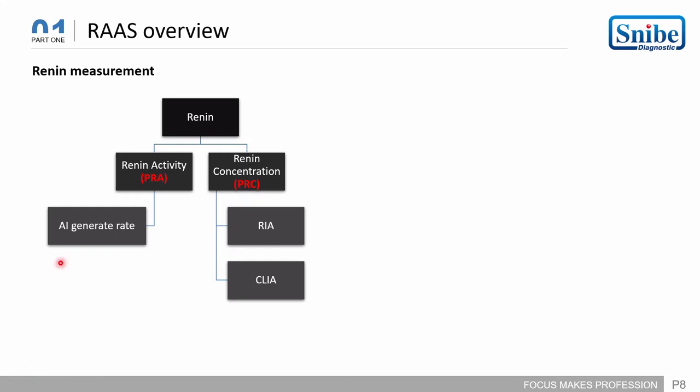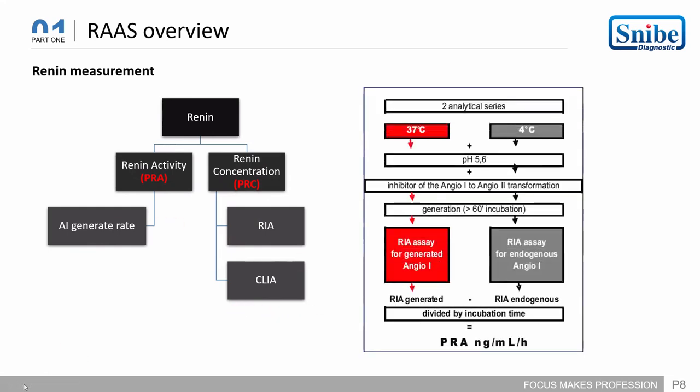So renin measurement is very important. Renin has one measure as renin activity, that's PRA, and the renin concentration, that's PRC. The renin activity is the AI generation rate, and the renin concentration is detected through RIA and chemiluminescence amino acid techniques.